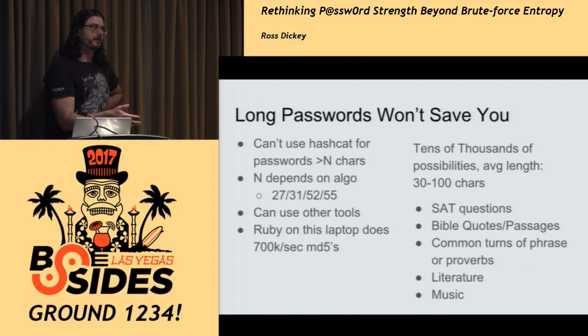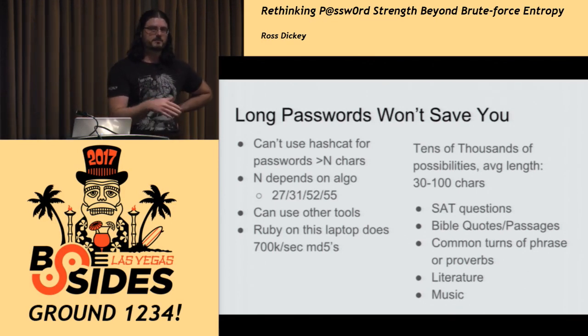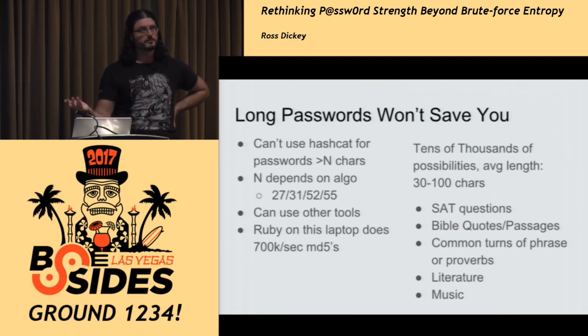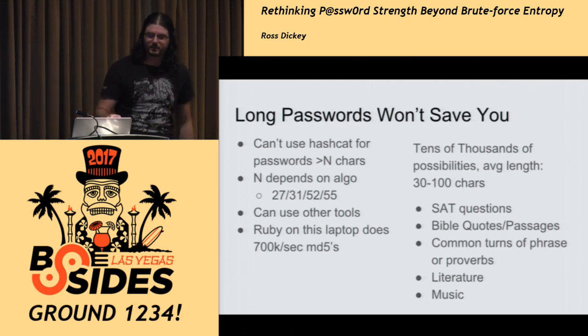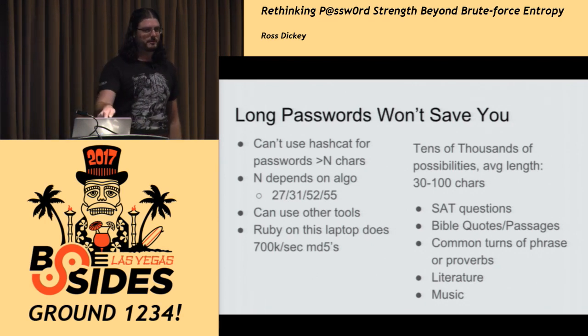But his point with that was Hashcat can only crack passwords of up to 27 characters, and it's actually either 27 or 16 or 8 or 52 or 55, depending on the hashing algorithm used. But Hashcat's not the only tool, right? I wrote a Ruby script and ran it on this laptop, and I got 700,000 MD5 hashes per second on this laptop.